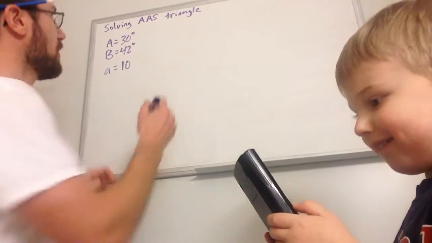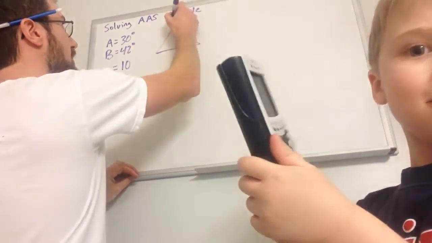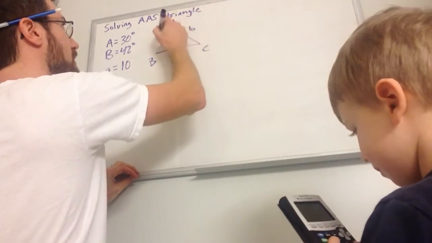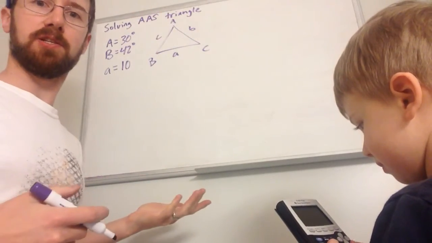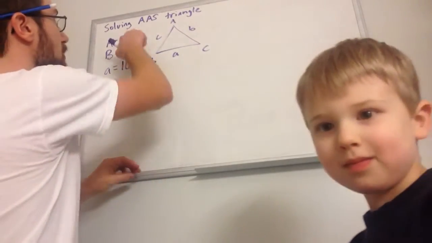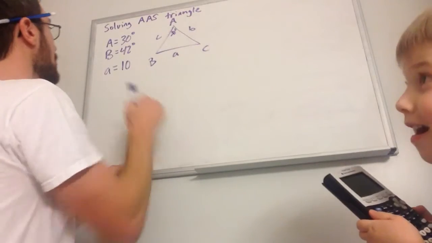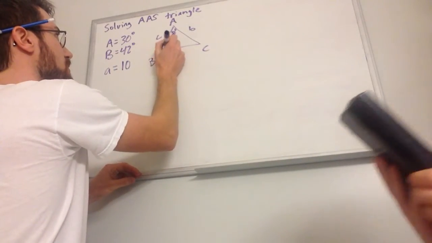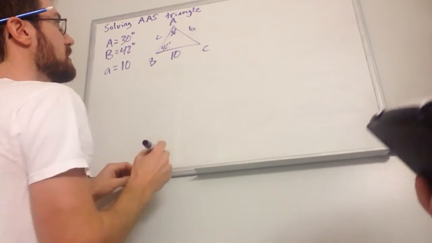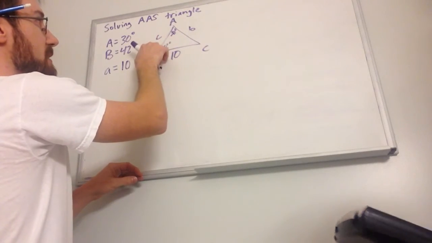Probably the first thing you're going to want to do with something like this is set up your triangle. Go ahead and draw out an ABC triangle, plug in the information that you have, and organize what information you need. Angle A is 30, so this will be a 30-degree angle. Angle B is 42, and side A is 10. So I need angle C, side B, and side C.